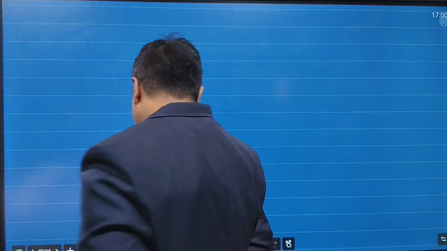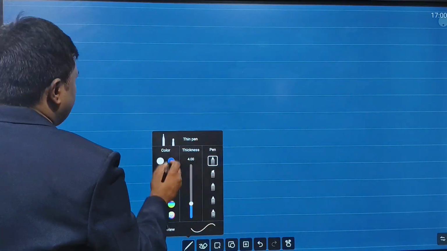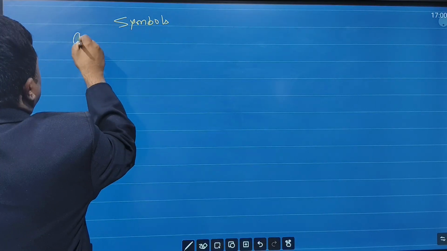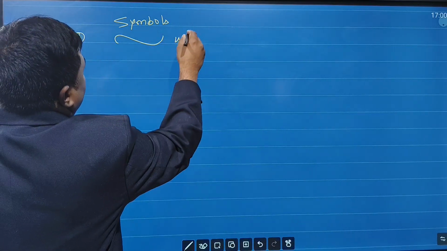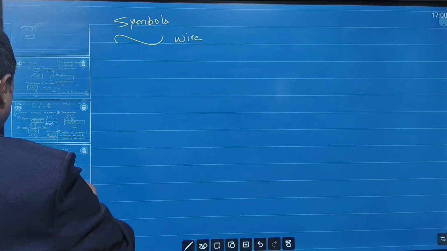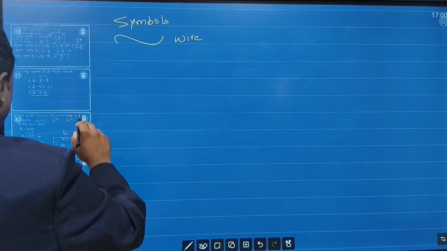Here we are going to learn some symbols used in electricity. This is the symbol for a wire, an electric wire. Is it clear? Is there or not? The symbols are not there in the slides.